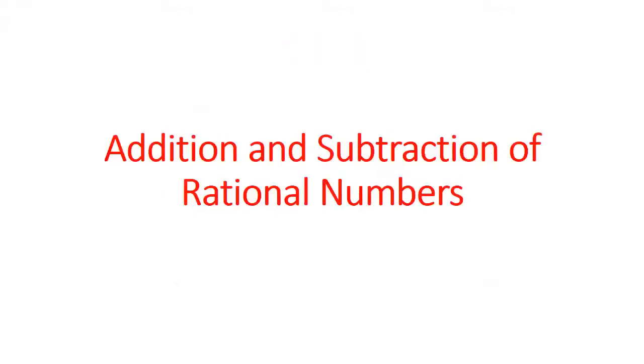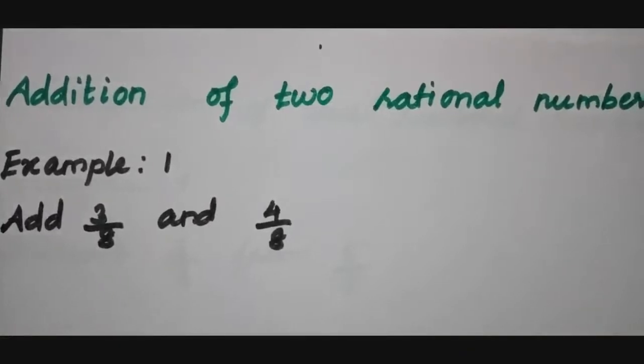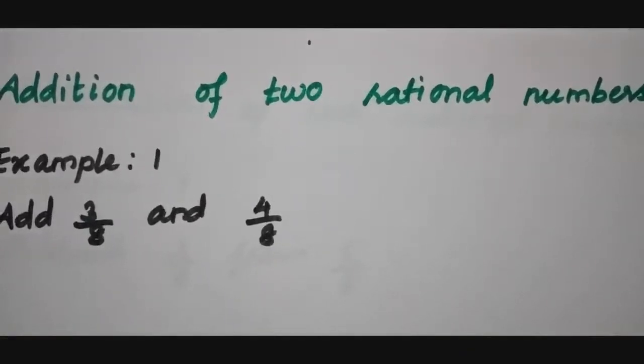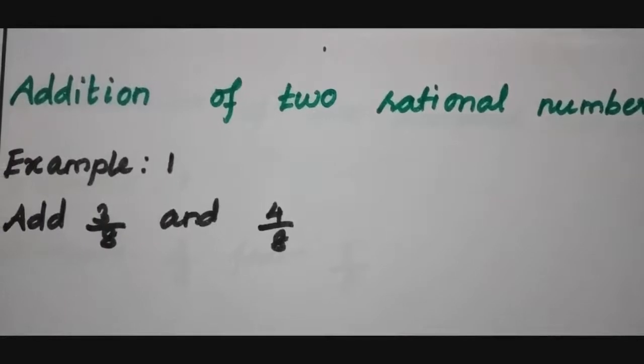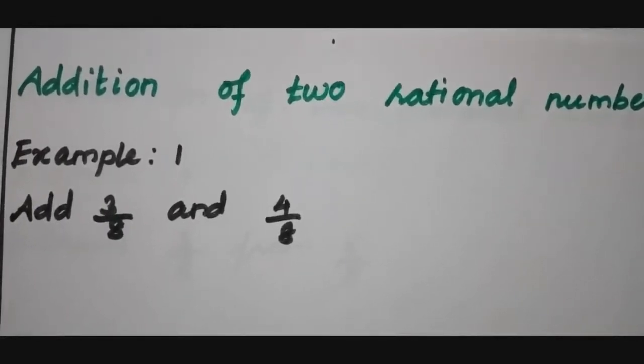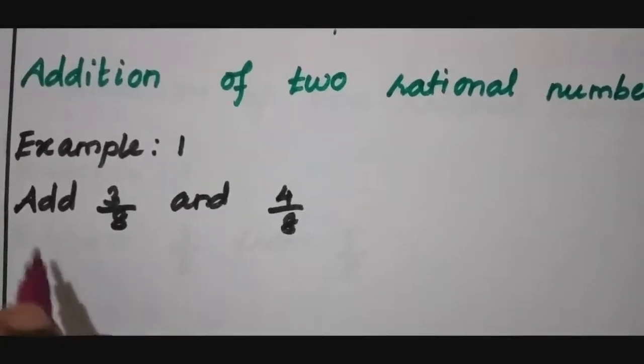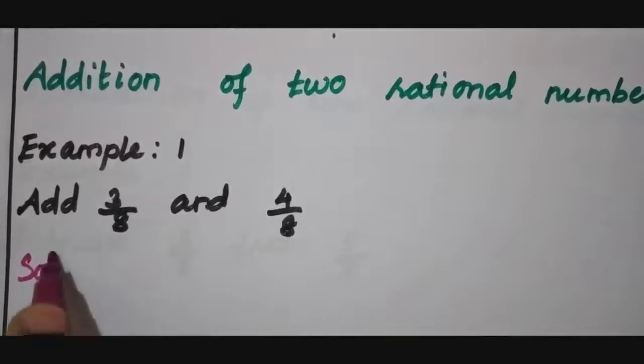In today's class, we are going to learn about addition and subtraction of rational numbers. Let us solve the examples. Addition of two rational numbers. Example 1. Add 3 by 8 and 4 by 8. Here the denominators are same. Simply you can add the numerator.